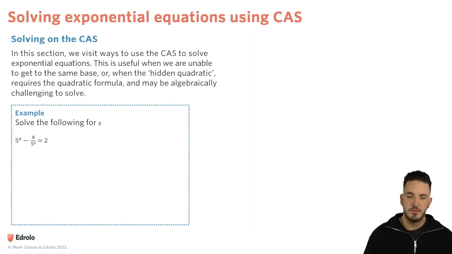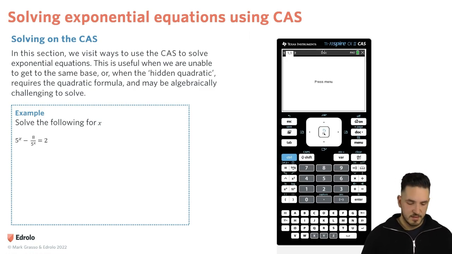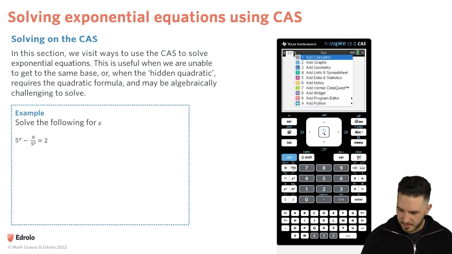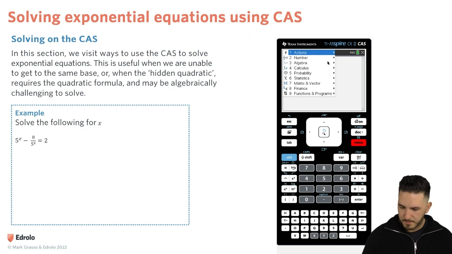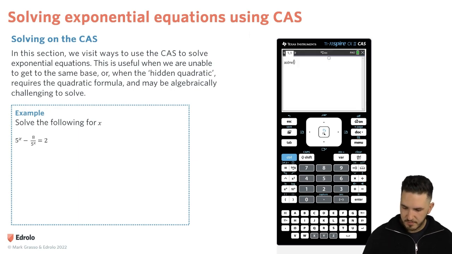So when we look at the example below, solve the following for x: 5 to the power of x minus 8 on 5 to the x equals 2. How would we go about solving this on our CAS? First, we're going to make a calculator, so add calculator. Then we're going to put in our equation, but before we do that, we want to solve. So we can go menu, algebra, solve.